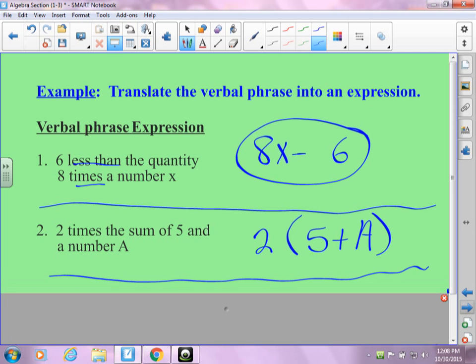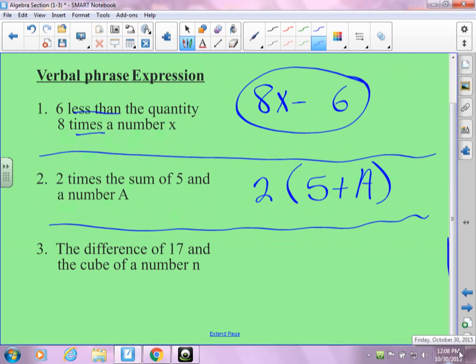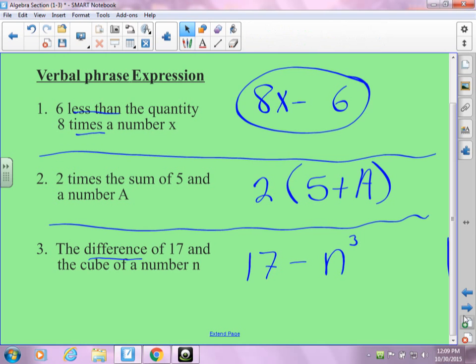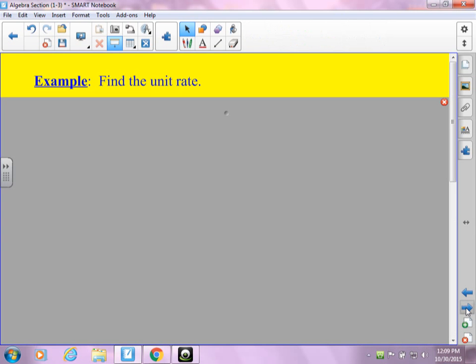Okay? And then finally, let's go to number 3. The difference, here's difference, of 17 and the cube of a number n. So difference, of course, is subtraction. So I'm going to go 17 minus, and the cube of a number n. So it's going to be n cubed. Okay? All right, let's keep going.